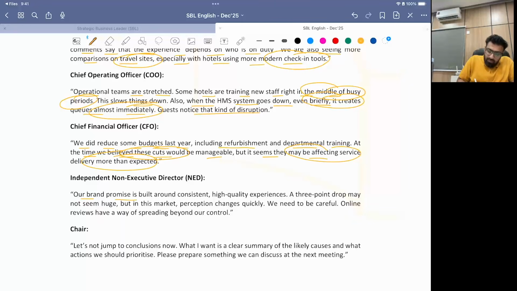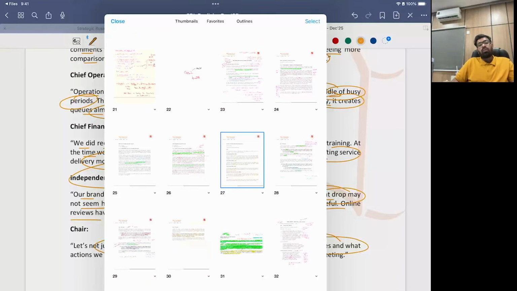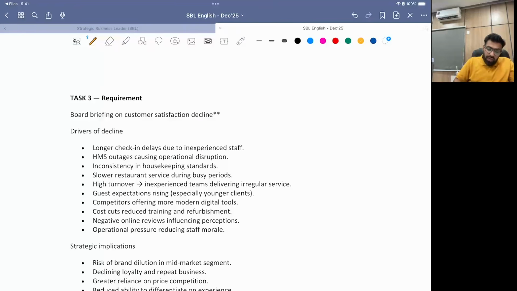So our brand promise is built around consistency, a high quality experience. A 3-point drop may not seem huge, but perception changes quickly. Online reviews have a view beyond your control. Let's not jump to conclusions. A clear summary of causes and what we should prioritize. Do the refurbishment, do the training, retain your employees. What else do you know? Simple.